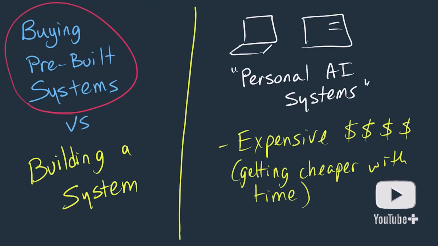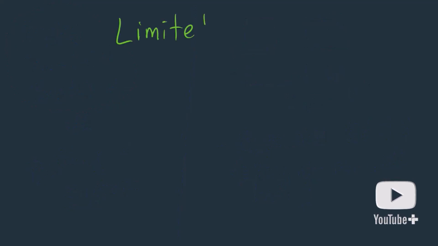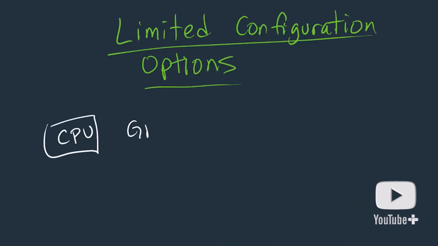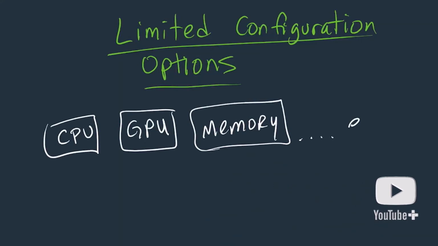Now, the other thing is pre-built systems do have a few additional drawbacks. Typically, they come with a premium. Of course, you pay a lot more than building your own system in many cases. And you're also limited to the configurations they offer, which may not perfectly match your needs.